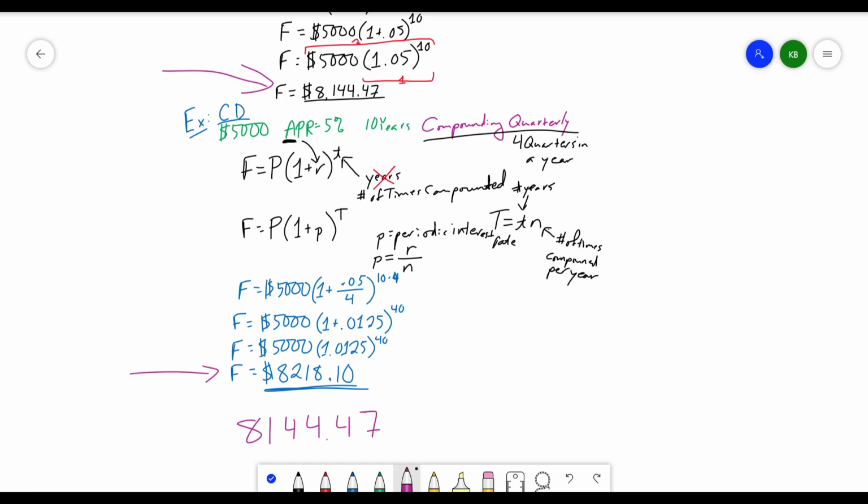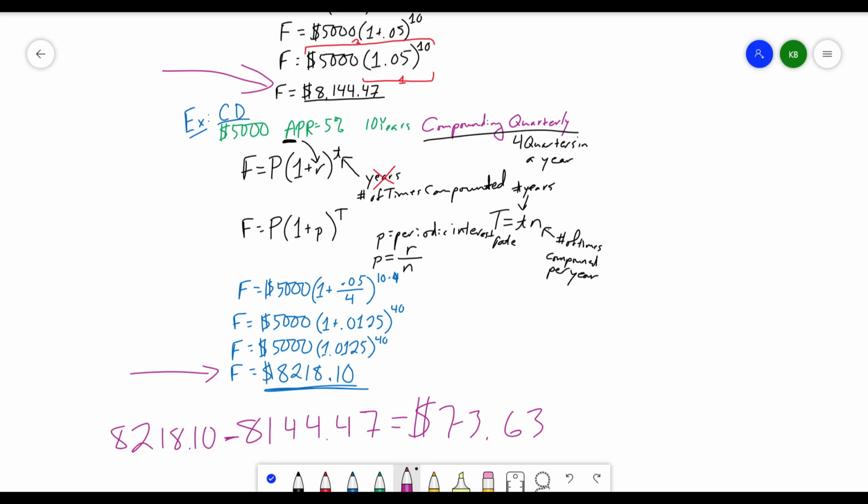And with quarterly compounding, I have $8,218.10. So if I want to know how these compare, I can subtract them. $8,218.10 minus $8,144.47. So I make $73.63 more over the course of 10 years if it's compounding quarterly instead of annually.